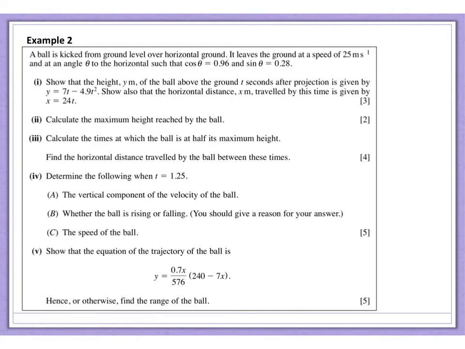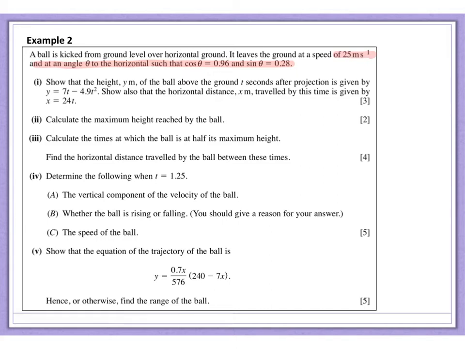Let's have a look at a second example. Now there is a lot of information in this and a large number of parts to this question. We will need to draw quite a detailed diagram in a moment, so make sure that you can see the question as well as we sketch the diagram through. So a ball is kicked from horizontal ground. It leaves the ground at a speed of 25 metres per second and at an angle theta to the horizontal, and we're given some information about cos theta and sine theta.